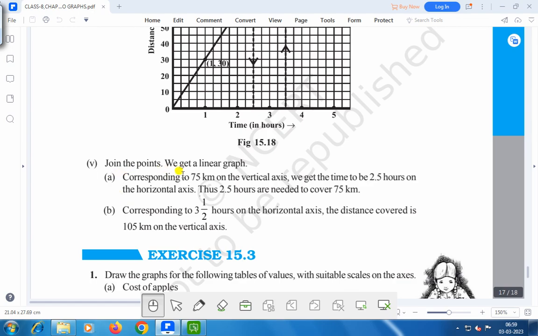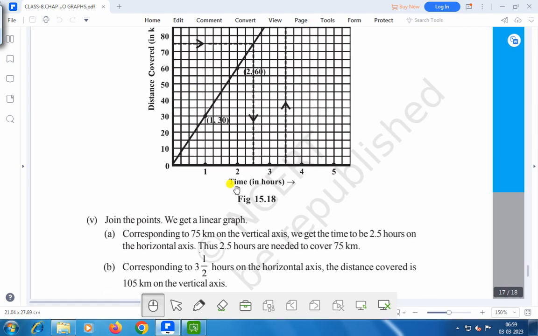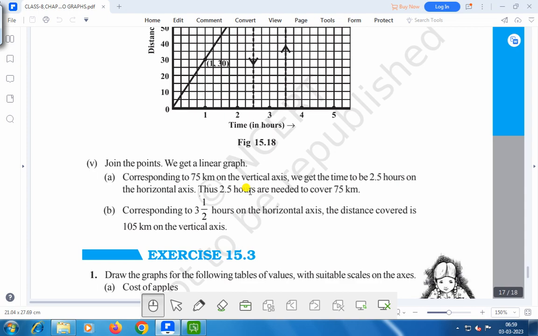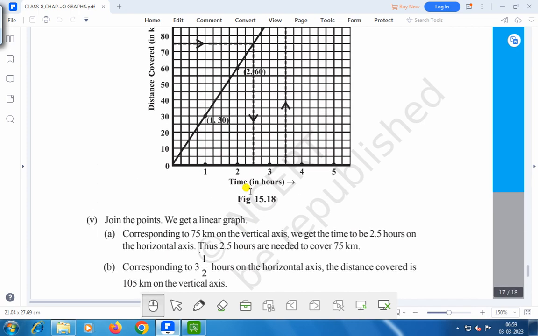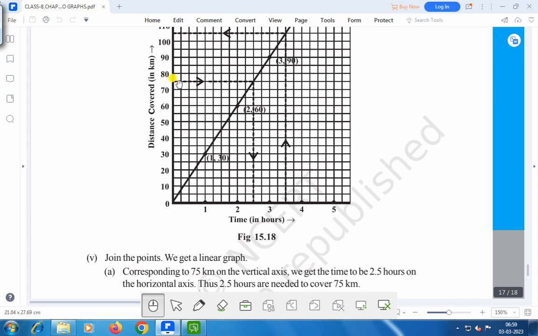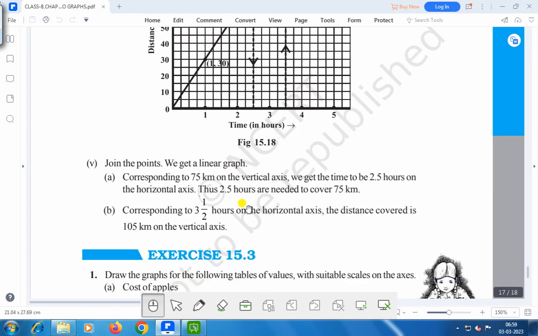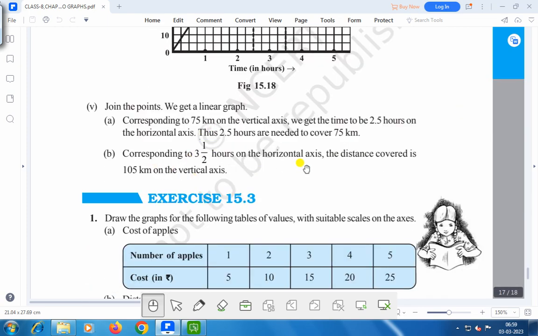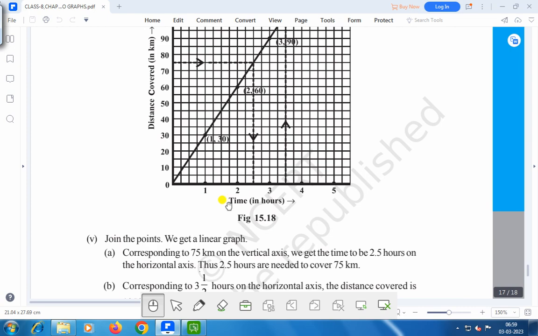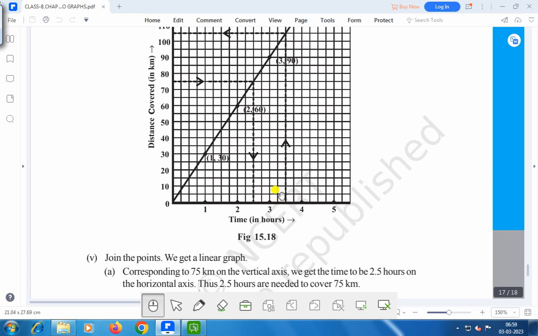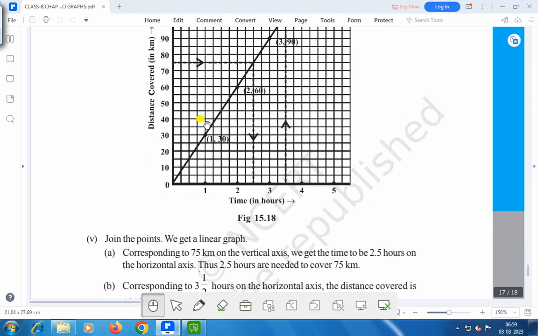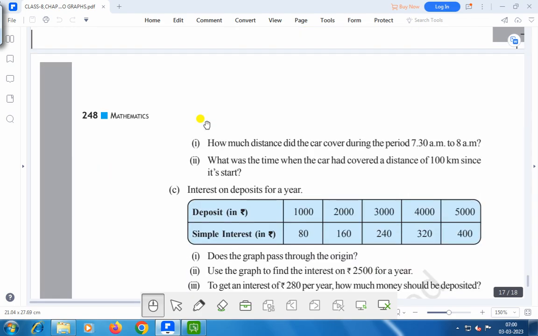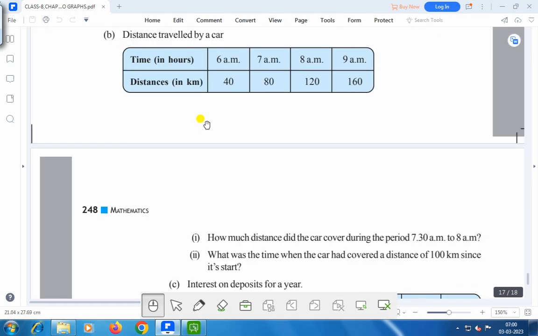Now join the points, and we get a linear graph. Corresponding to 75 kilometers on the vertical axis, we get the time to be 2.5 hours. Here, this is 70, this is 75 kilometers, and you get the hours as 2.5, between 2 and 3. Corresponding to 3.5 hours on the horizontal axis, the distance covered is 105 km on the vertical axis. Between 100 and 110, we get 105, right?